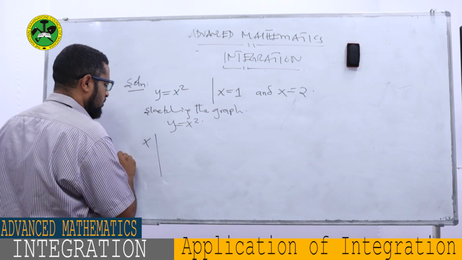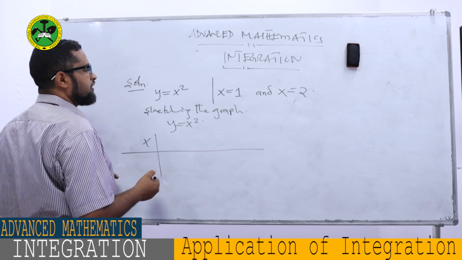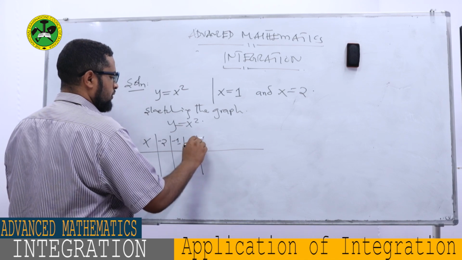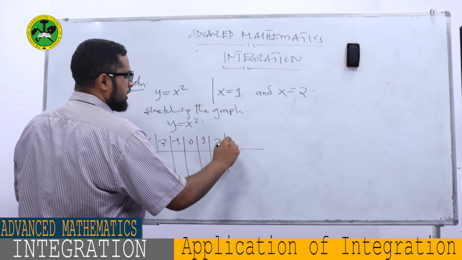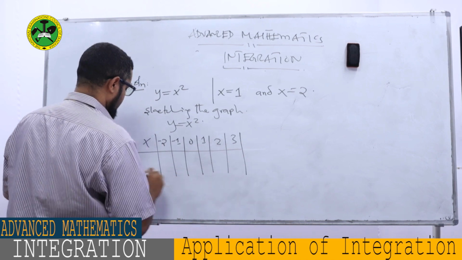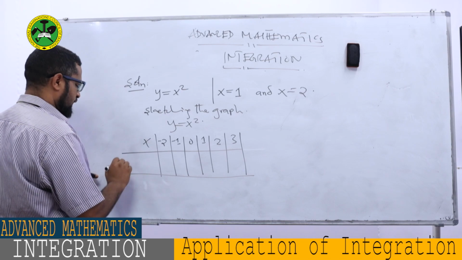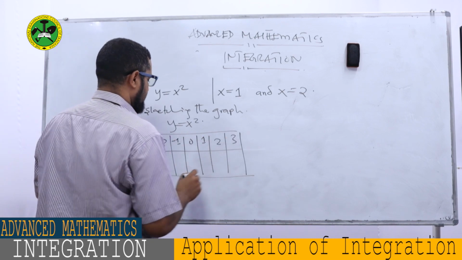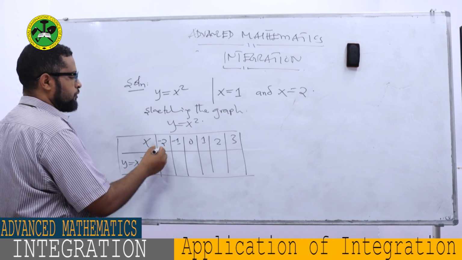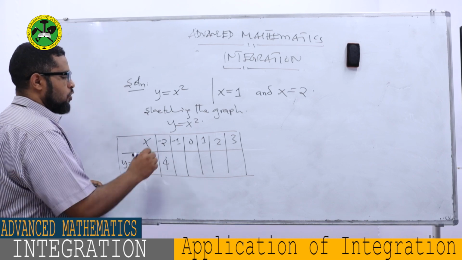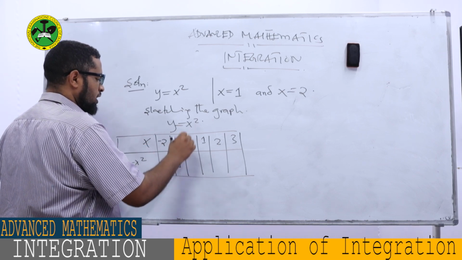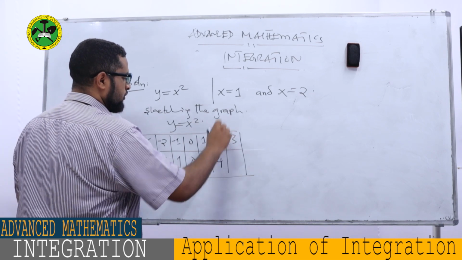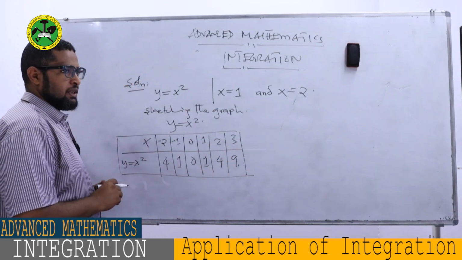So we need to draw a table, including the negative numbers. So start from -2, -1, 0, 1, 2. You can add 3. But what are you writing here? You are writing that function y is equal to x squared. Now after that, start substituting. When x equal to -2, this value will be equal to 4. When x equal to -1, here we'll be having 1. When x equal to 0, we'll be having 0. Again, here we'll be having 1, then we'll be having 4, and that one will be equal to 9.